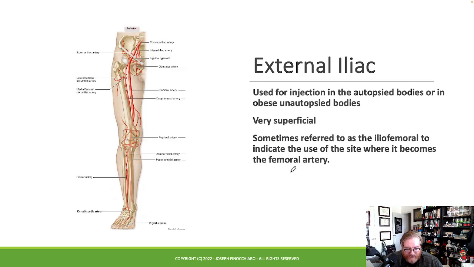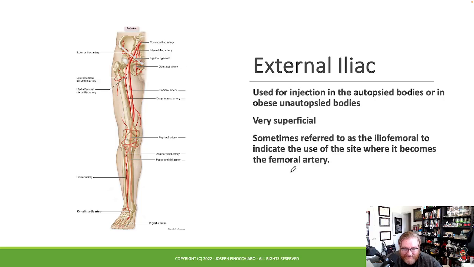This is used for the injection in autopsied or obese unautopsied bodies because it's easier to get because it's right on top of the bone. It is very superficial. So if you ever want to do some damage, you don't want to make the cut really on the leg. You want to make the cut as close to the hip as possible because then you're severing the iliac and that person's going to bleed out pretty dang quick.